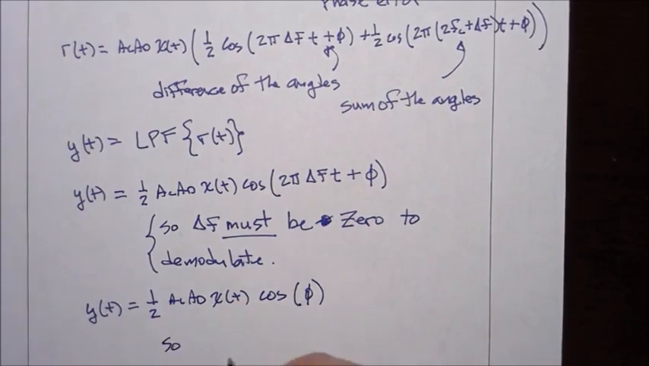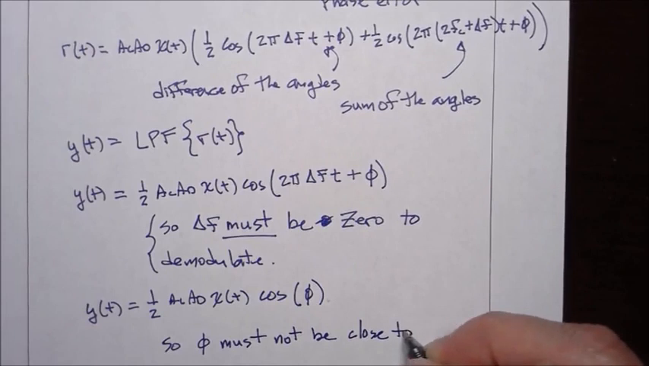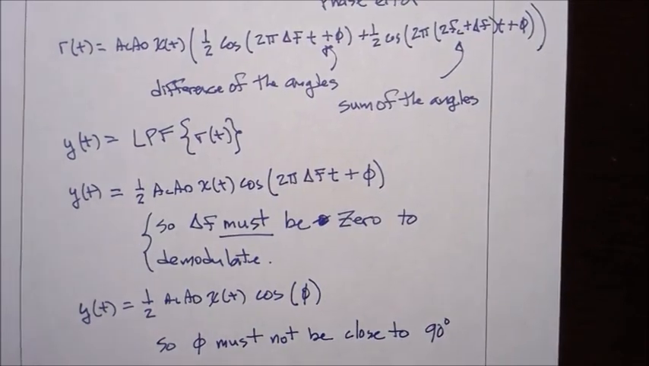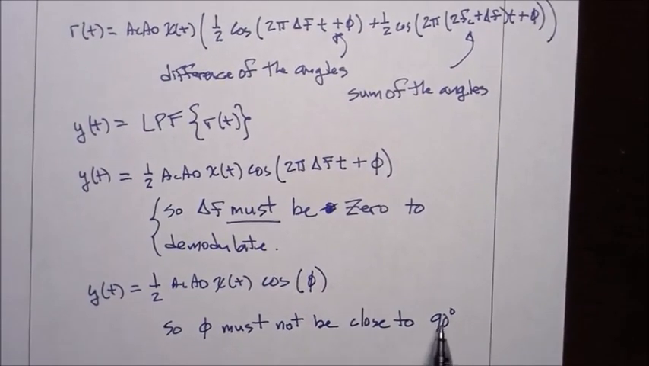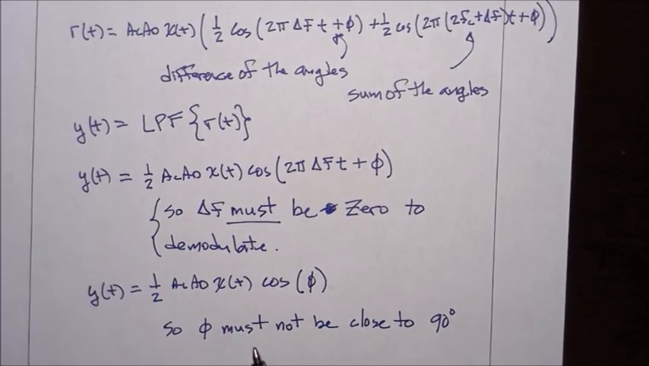So phi must not be close to 90 degrees. It can be any other angle, because if it's an angle that is not close to 90 degrees, cosine phi is simply another constant that we can accommodate by increasing the gain of an amplifier. Okay.